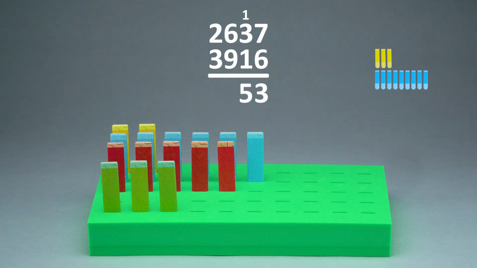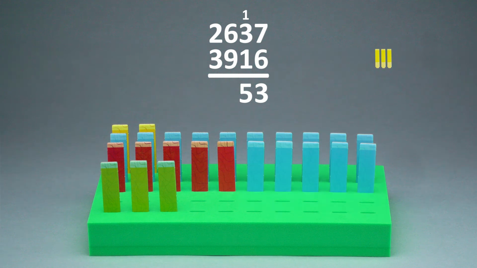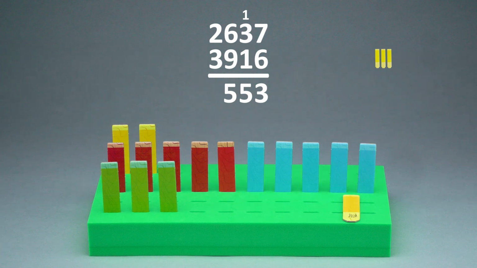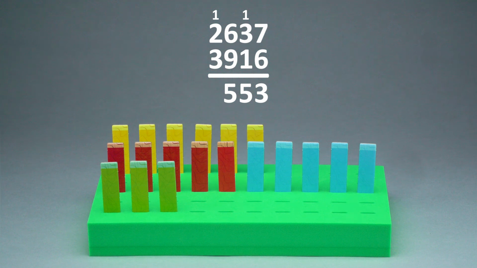Then we look at the hundreds. 6 plus 9 equals 15. We swap 10 hundreds for 1,000. Finally, we add up the thousands. 1 plus 2 plus 3 equals 6. Therefore, 2,637 plus 3,916 equals 6,553.